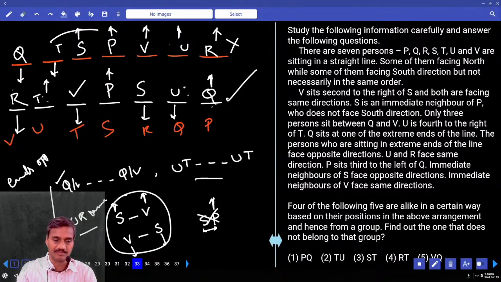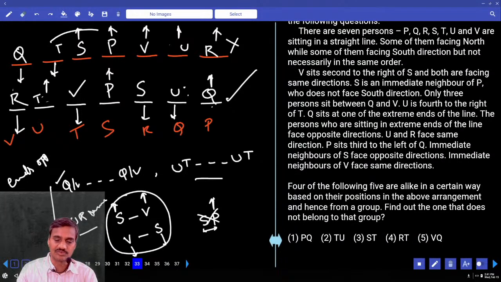Of the following pairs, P and Q: same direction. T and U are in opposite directions. S and T, opposite directions. R and T, opposite directions. V and Q, opposite directions. Then what is your answer here? P and Q, choice 1. In the remaining, the persons are in opposite directions, while in choice 1 they are facing the same.